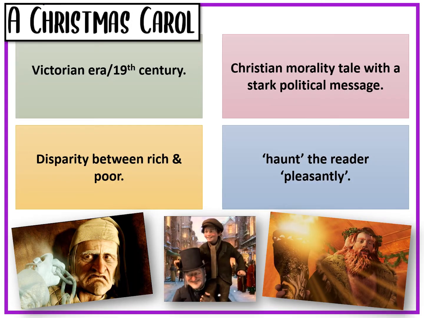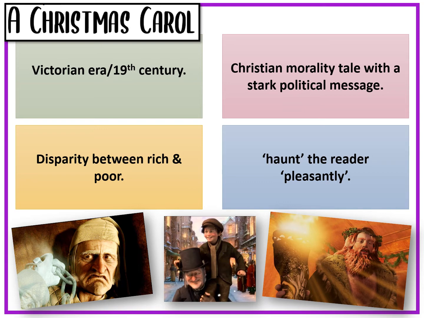Now we'll move on to look at your 19th century novel, A Christmas Carol. Some key points about the context of A Christmas Carol. Charles Dickens wrote A Christmas Carol in the 19th century, and it's set in the Victorian era. Remember that this was a time just after the Industrial Revolution, where thousands of people had flocked to the cities to work in the factories. And there was a huge disparity or gap between the rich and the poor. The rich were very, very rich, whilst the poor were very, very poor.